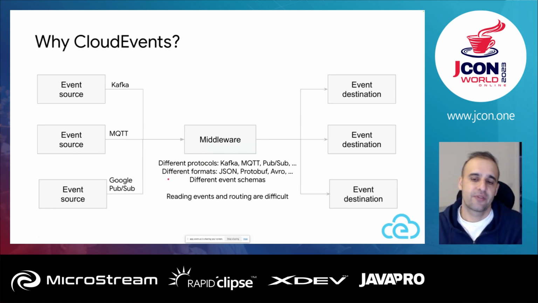It needs to understand different formats. Maybe you're using JSON, which is typically the case, but maybe you want to use something more efficient like protobuf or Avro. You have event schemas for these different event types and event formats, so you probably want to communicate those. So all of a sudden, the way your middleware reads the events and the way it routes events becomes quite complicated, because you're dealing with multiple formats.